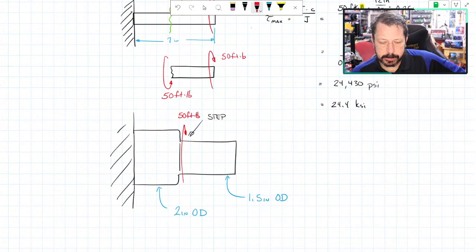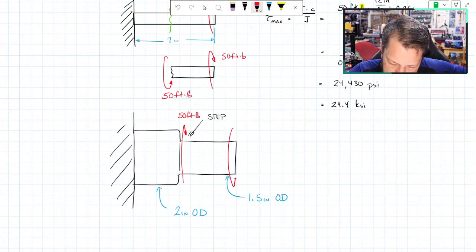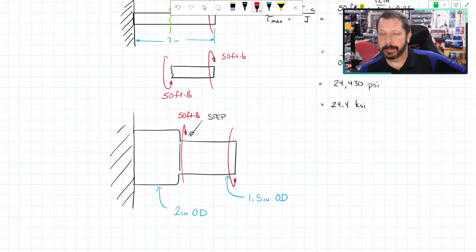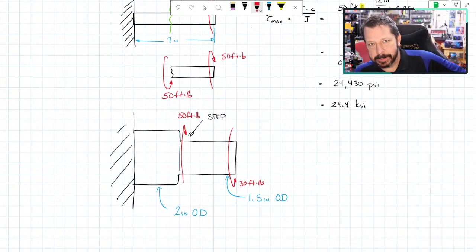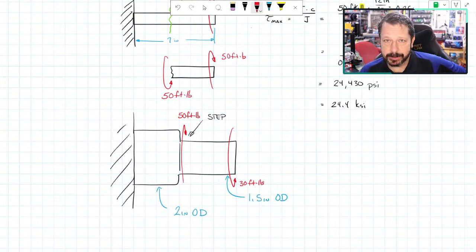Let's say that there's also another torque over here going a different direction for some reason, and it is 30 foot-pounds. I'm not really making this any kind of realistic scenario. It's just an academic exercise so we can do some calculations. And don't worry about where the 30 foot-pounds came from.